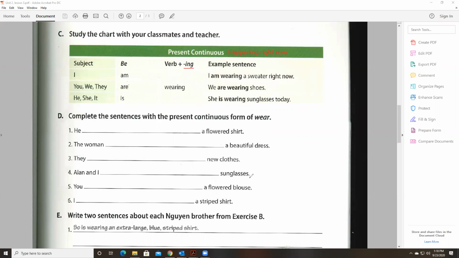Okay, remember, you also have to have your subject and your verb to be. So you have to have am, are, or is before the verb. So you will have you are wearing, we are wearing, or they are wearing. We also have he is, she is wearing, and it is wearing.